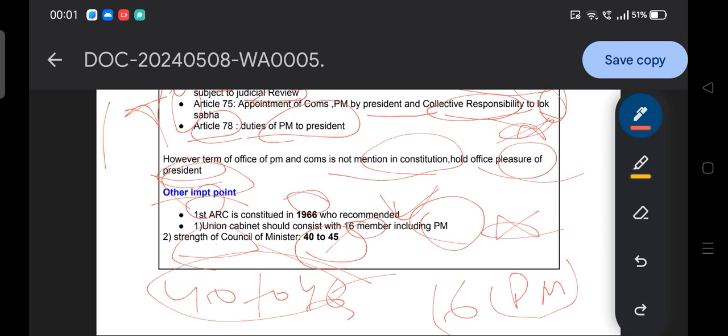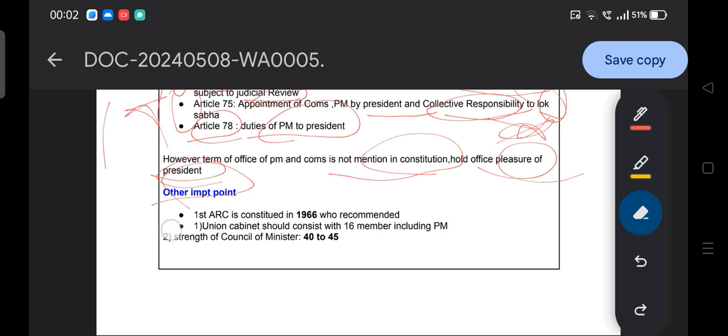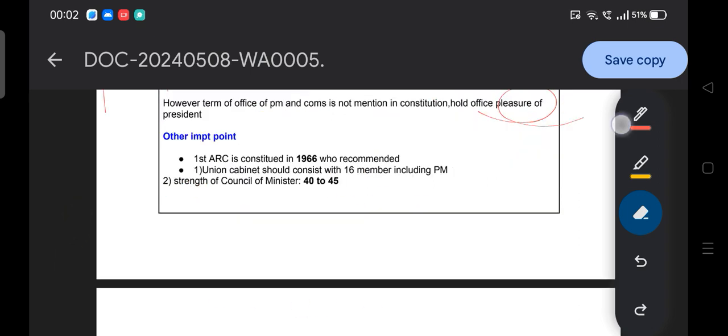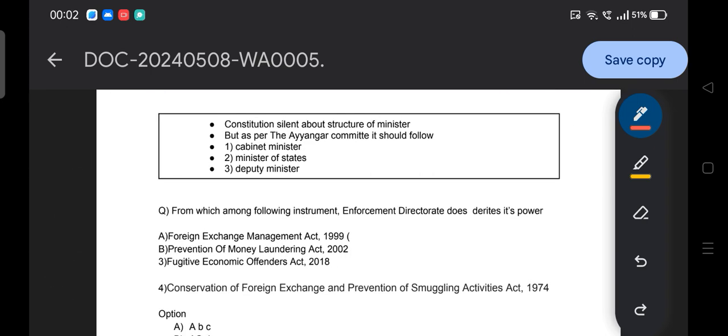So if you go and check the first ARC recommendation, there you will get this. Most of you will think, where did I get this information? This information is not told haphazardly. This is authenticated information. If you want to check, you can go to the first ARC report. Then you will see the strengths mentioned by them for the union cabinet and council of ministers. Hope this is clear. Then moving to the next.